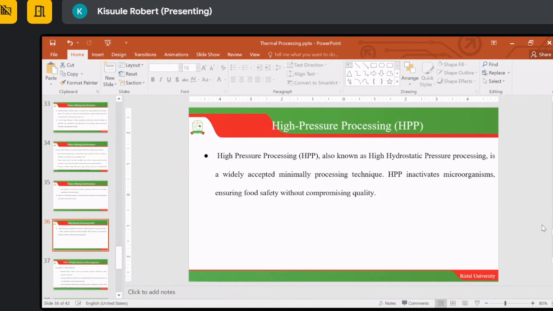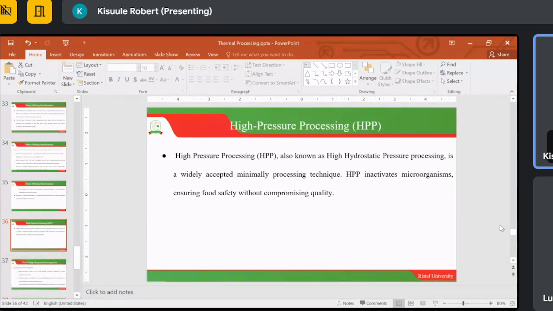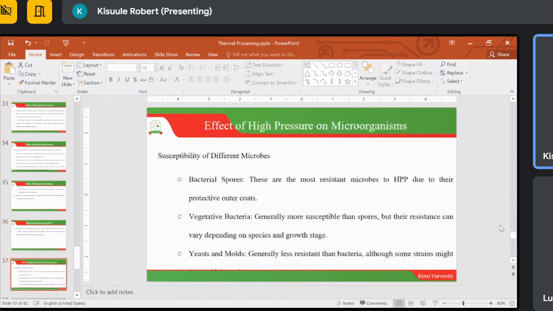Okay, so now we've looked at the heat treatments. We have looked at UHT, sterilization, pasteurization, commercial sterilization, blanching, and thermization, their indications, their contraindications, their challenges, etc. So now let's shift and look at high pressure processing. High pressure processing, also known as high hydrostatic pressure processing, is a widely accepted minimally processed technique, where we are looking at inactivating microorganisms for food safety without compromising the food quality of that particular food.